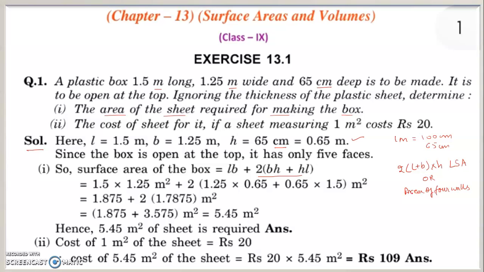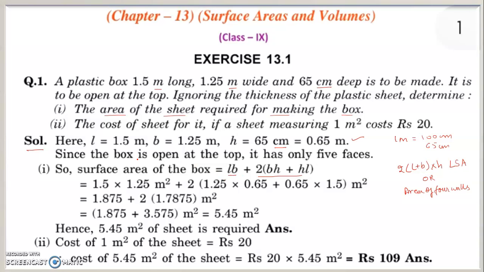In some other questions it will say you have to get whitewash done, so area of 4 walls plus the ceiling, there we will use this. Or indirectly in other questions it will ask what is lateral surface area, so you should know twice (length plus breadth) into height. This is lateral surface area, or area of 4 walls.